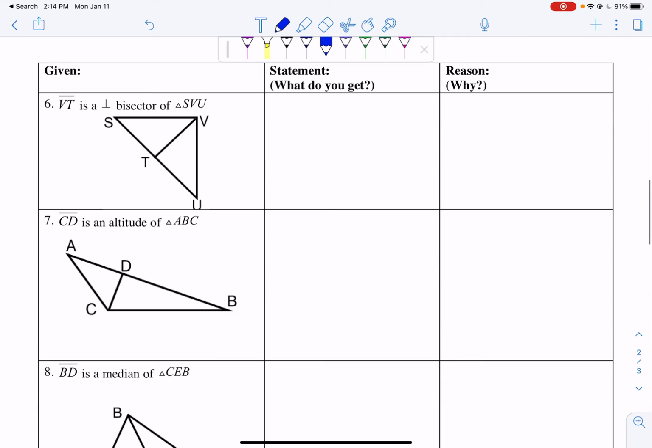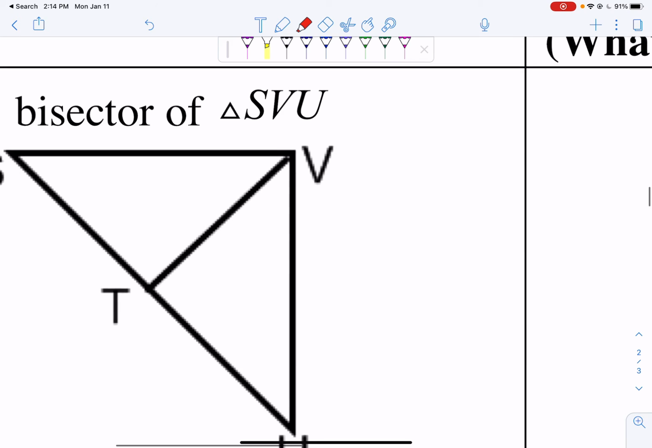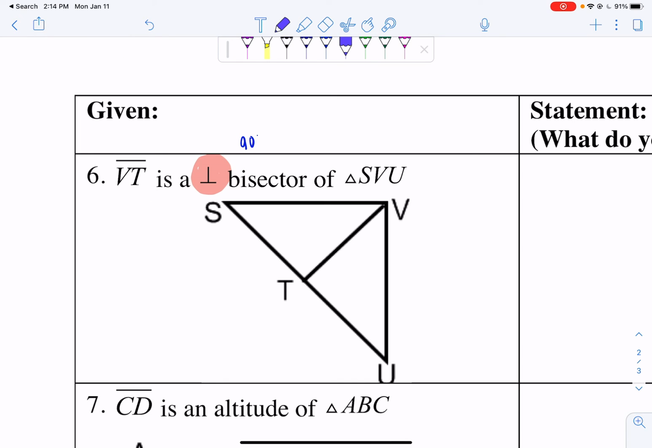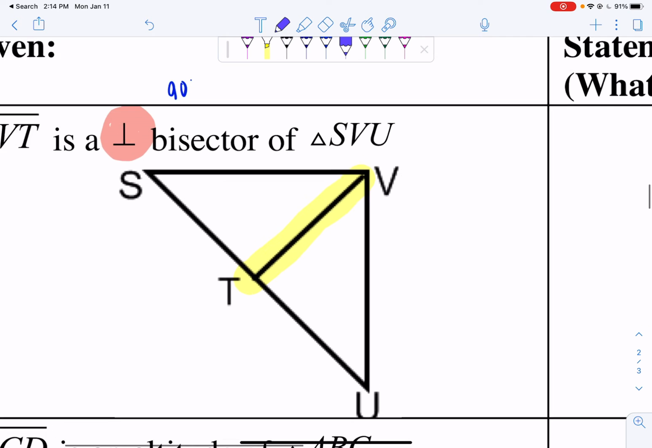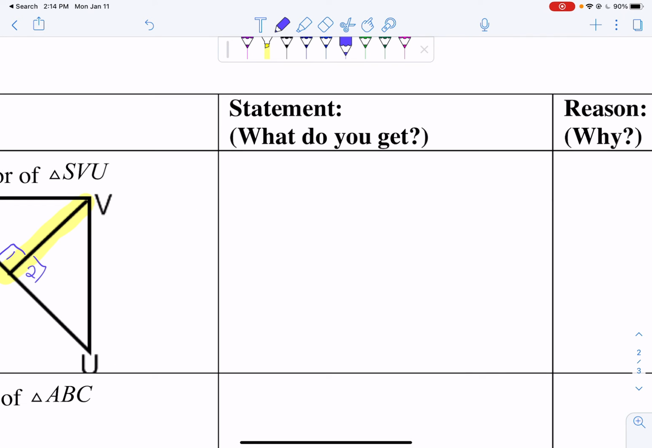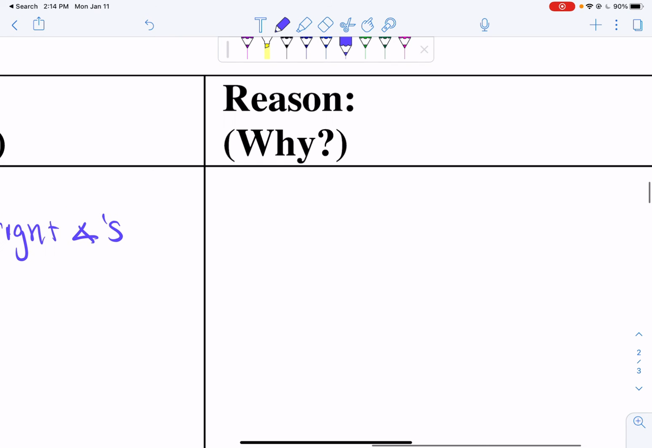Next, VT is a perpendicular bisector. I have a perpendicular, which means I have to have 90-degree angles. VT is my perpendicular bisector of triangle SVU. So I can say that I have a right angle here and here. So I can say angle 1 and angle 2 are right angles. And my reasoning, perpendicular bisector creates right angles.